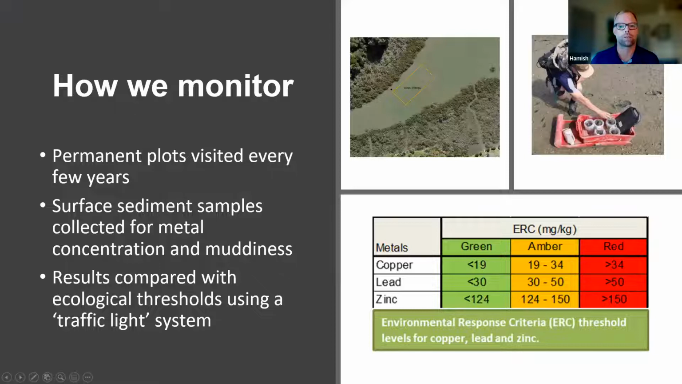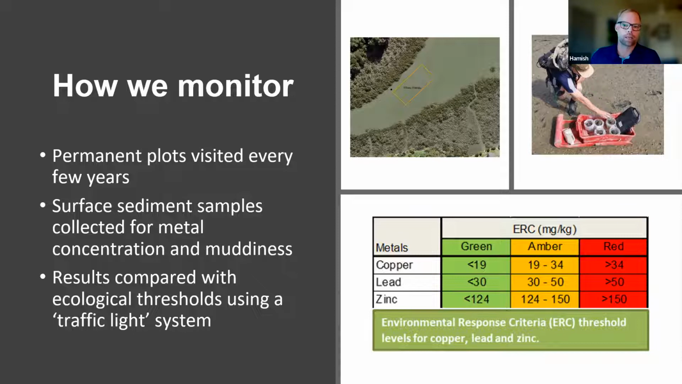So how we monitor. We visit these permanent plots and we sample them about every 2 or 3 years. We don't really need to sample more regularly than that because contaminant levels in the sediment change pretty slowly and gradually over time, at least for metals they do. We take surface sediment samples, so we're looking at just the top 2 centimetres. And we do this because this is an integrated mix of some freshly, newly deposited sediment and some older sediment too that's coming from deeper within the profile.